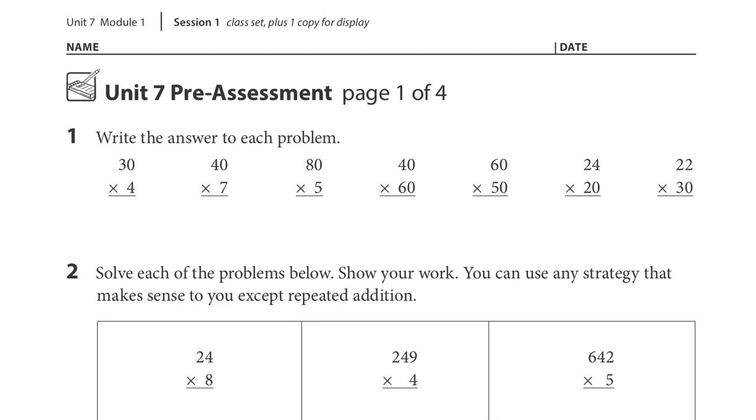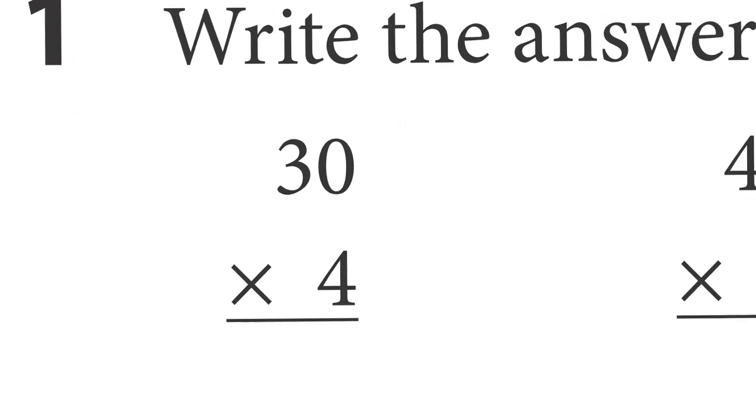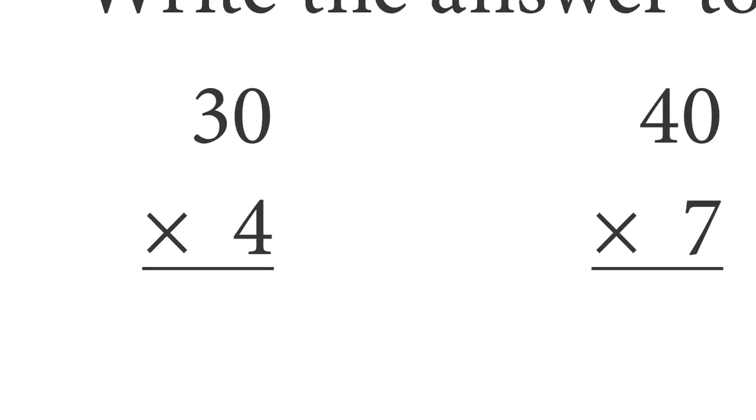All right, we're going to get ready for this Unit 7 test. As I look at these questions, the first thing that I notice is lots of zeros on these multiplication problems. Some of them have 1 zero, some have 2. And if you remember our strategy for dealing with zeros, maybe these questions might be easier than you think.